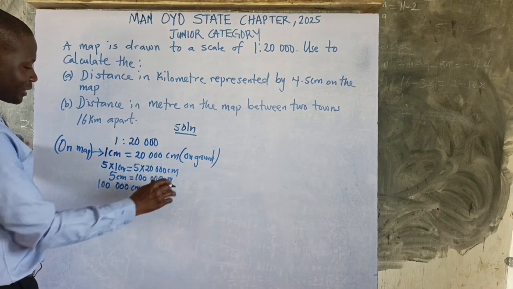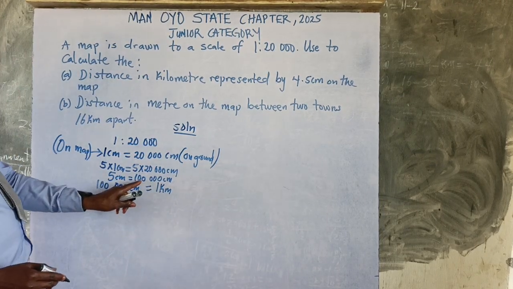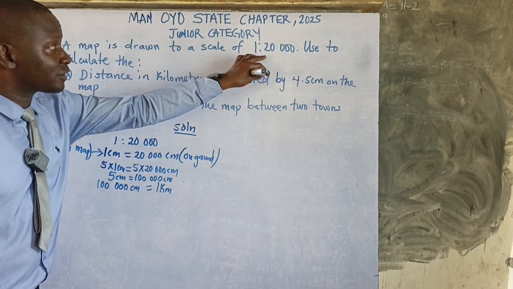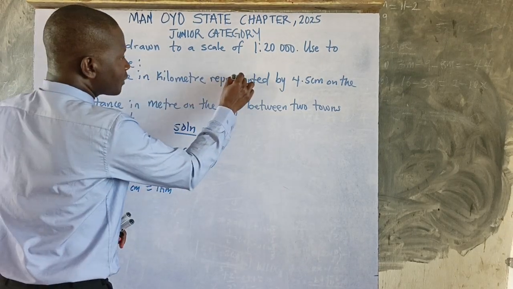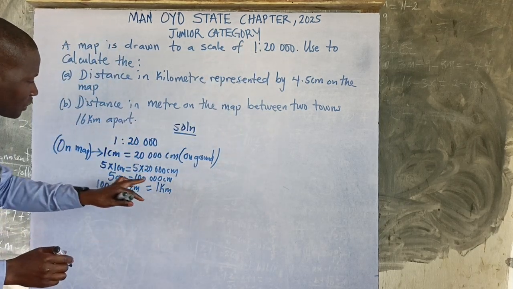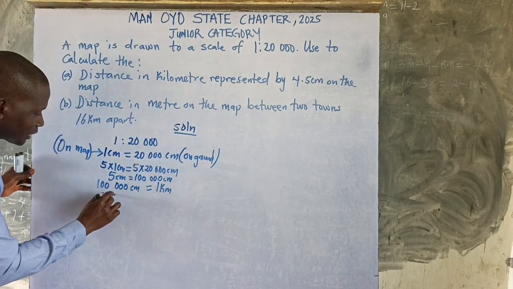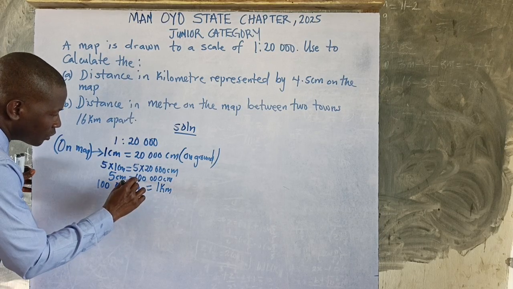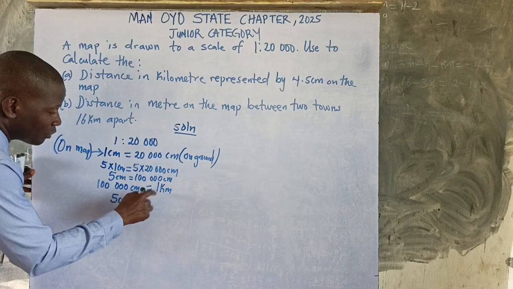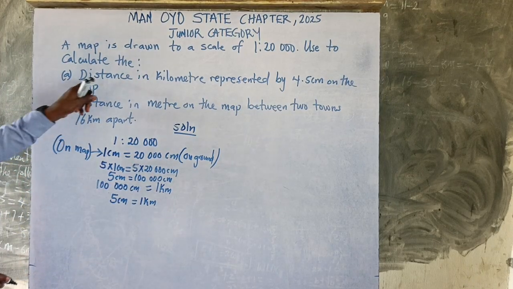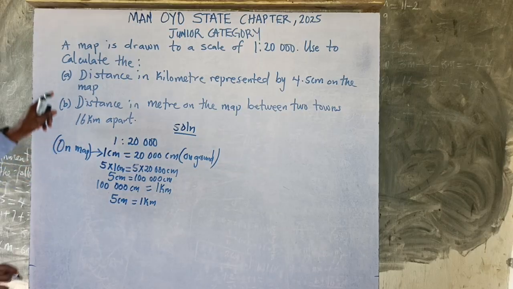So 5 centimeters, using the scale we are given, the representative scale, which is one of the types of scale that we have. We have 5 centimeters equals 100,000 centimeters. It implies that 5 centimeters on the map equals 100,000 centimeters on the ground, which is equivalent to 1 kilometer. That's the conversion ratio we are using. So now we have A.